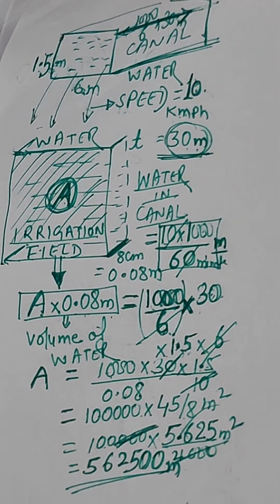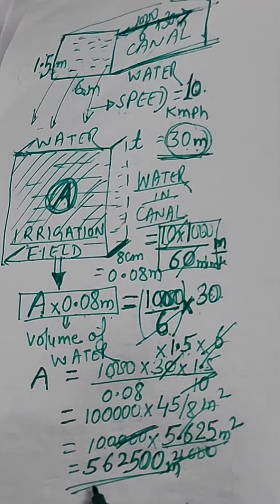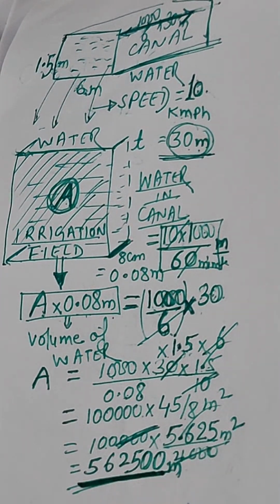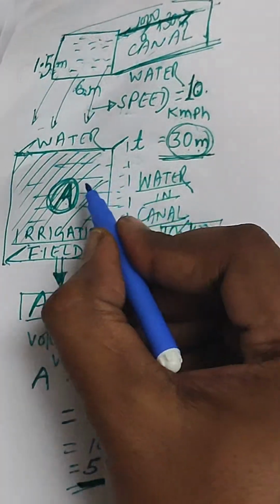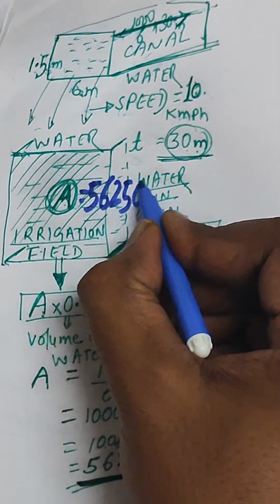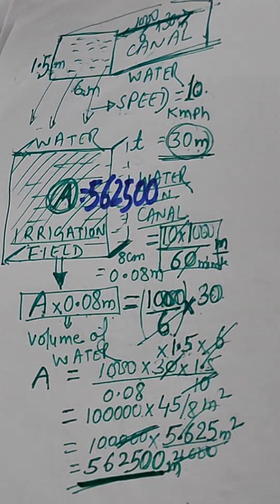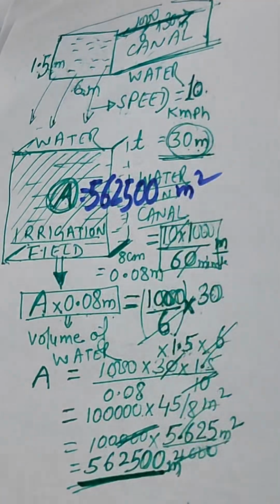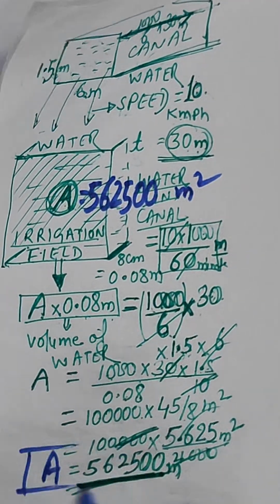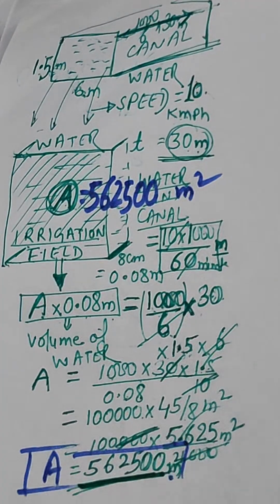Yes, so this will be the area which will be irrigated, 562,500, right? So the area which is irrigated is 562,500 meter square. This much meter square, right? And this is the area which is irrigated. This is solved, students.